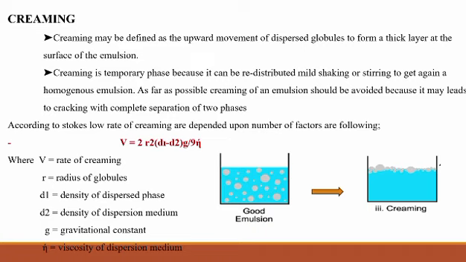We have already known that Stokes law is V equals 2 R square (D1 minus D2) times G, divided by 9 eta. Here V is the rate of creaming, R is the radius of the globules, D1 is the density of the dispersed phase, D2 is the density of the dispersion medium, G is the gravitational constant, and eta is the viscosity of the dispersion medium. Based on this Stokes law, we can easily identify how creaming happens and what affects it.